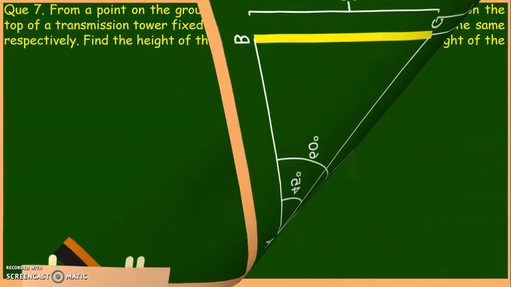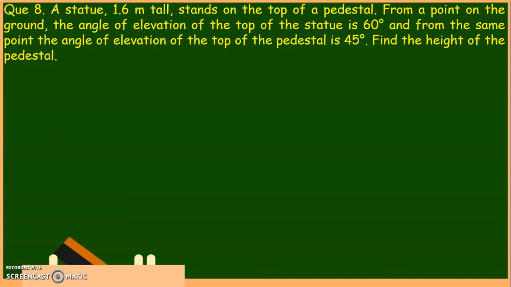Let's move to the next question. A statue 1.6 meter tall stands on the top of a pedestal. From a point on the ground, the angle of elevation of the top of the statue is 60 degrees, and from the same point, the angle of elevation of the top of the pedestal is 45 degrees. Top of the pedestal means the bottom of the statue. Find the height of the pedestal.